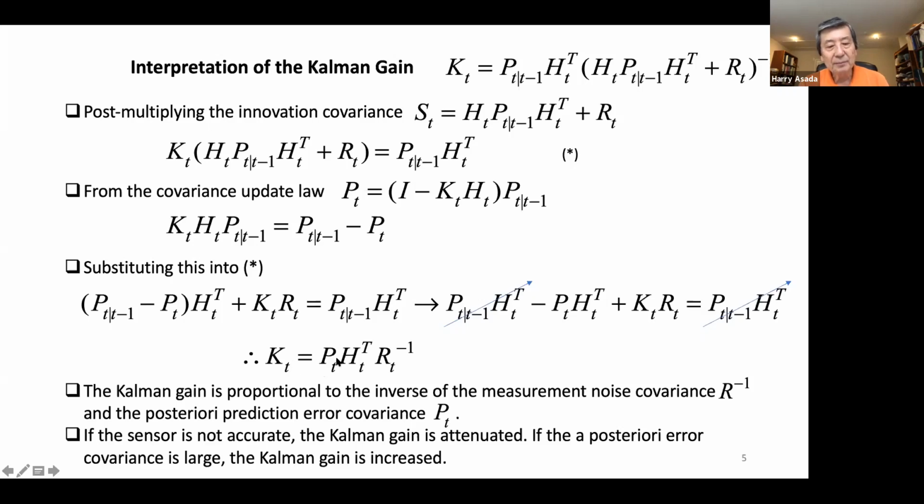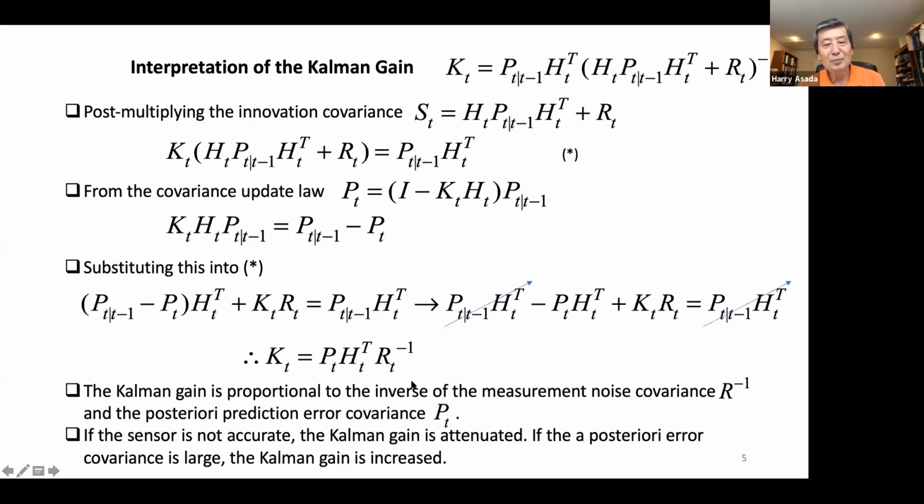How about this PT? PT represents the a posteriori error covariance, the state estimation error covariance. If this one is big, that means we don't have any confidence in the current situation, right? Now you get the new measurement. You really want to use that, so we jump on that, right? So the less confidence we have, in other words, the larger the error covariance PT, the larger the change we make with a large Kalman gain.